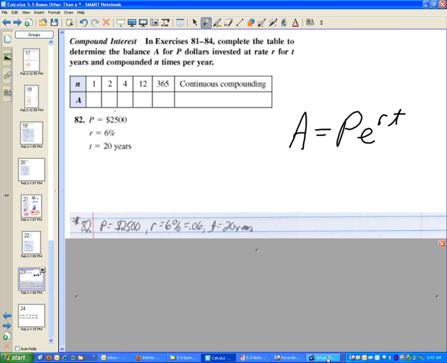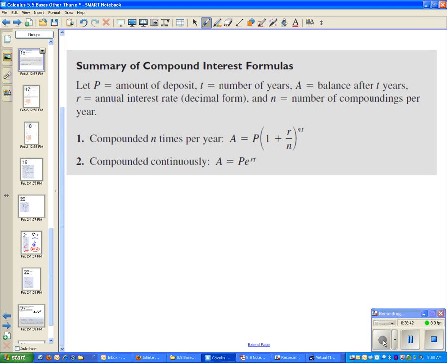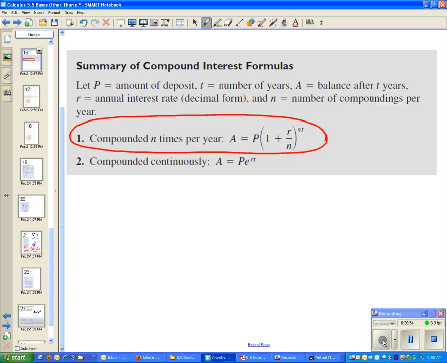Okay, now, hang on. All right, if you flip back to page 364, they give us two compound interest formulas. Number one, that's the formula you use for compounded N times per year. And number two is the formula you use for compounded continuously.